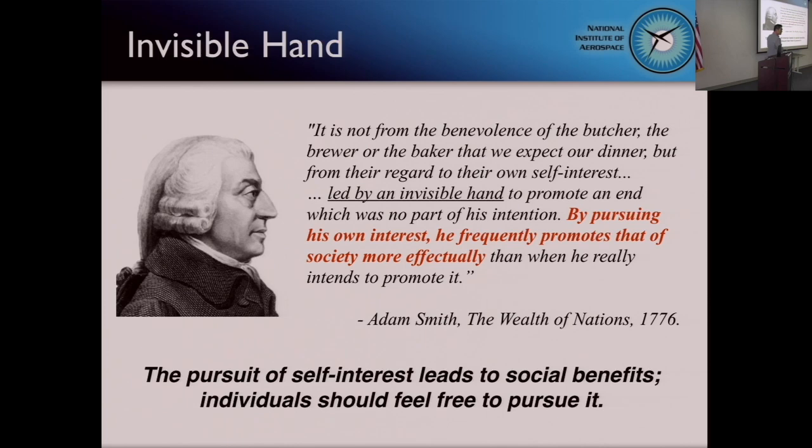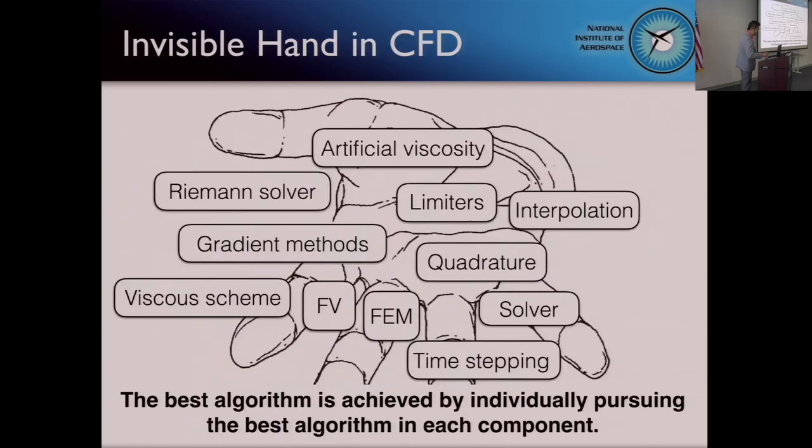And this is the basis of the modern free market. You just pursue your self-interest, which automatically leads to social benefits. And the individual should feel free to pursue it. And of course, I'm talking about CFD. Do we have an invisible hand in CFD? Some researchers work to develop the ultimate Riemann solver, ultimate artificial viscosity, limiters, gradient schemes, etc.